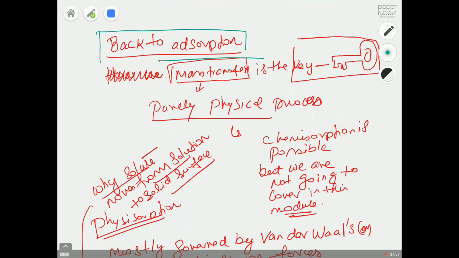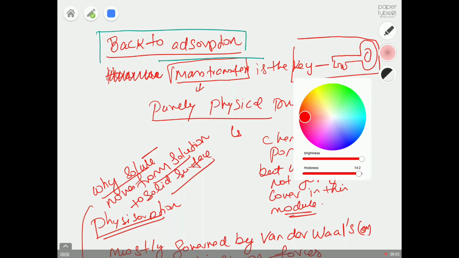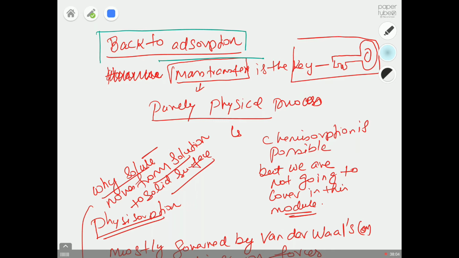Always remember this word: mass transfer is the key for adsorption. If you don't have mass transfer, if you don't have a concentration gradient, there is no mass transfer. Adsorption happens because some mass is transferring from your solution side to the solid side.